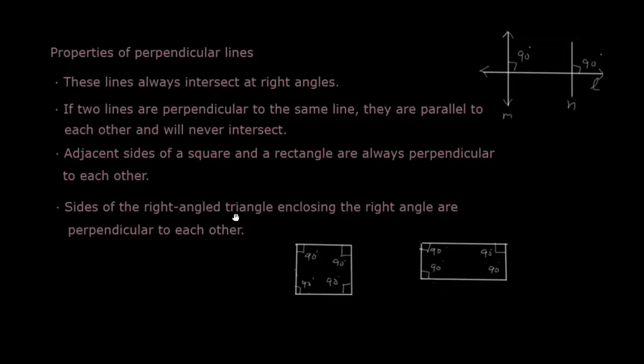Sides of a right angle triangle enclosing the right angle are perpendicular to each other. Let us suppose that this is a right angle, then this angle is 90 degrees. Because these two sides of the triangle are making a 90-degree angle, these two sides are perpendicular to each other. So in the case of a right angle triangle, the sides enclosing the right angle are perpendicular to each other. This is the hypotenuse, but these two sides are perpendicular to each other.